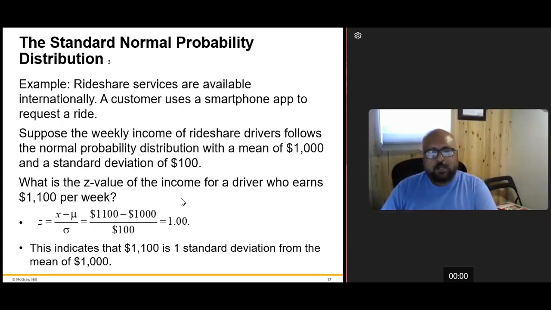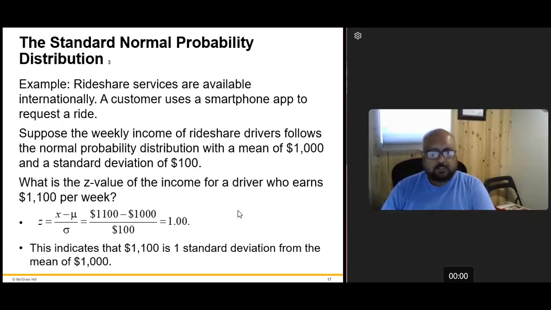So now what is given to us? We have mu, the mean, which is 1,000, and standard deviation, sigma, 100. And the value that we have to find is a variable x. X is 1,100 per week. So we have the values we need to find the Z value, and Z is x minus mu divided by sigma. So 1,100 minus 1,000 divided by 100 gives us 1. So now we can use the Z value table to find the probability.